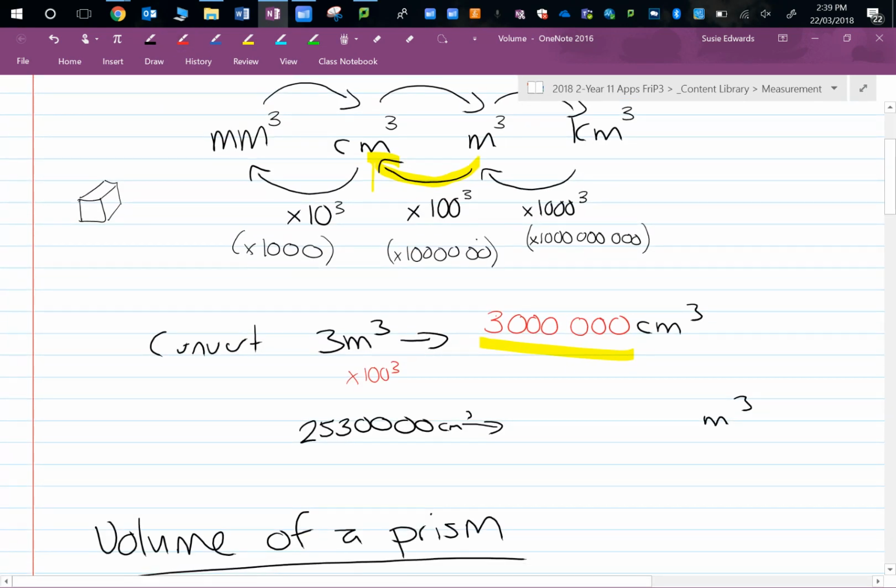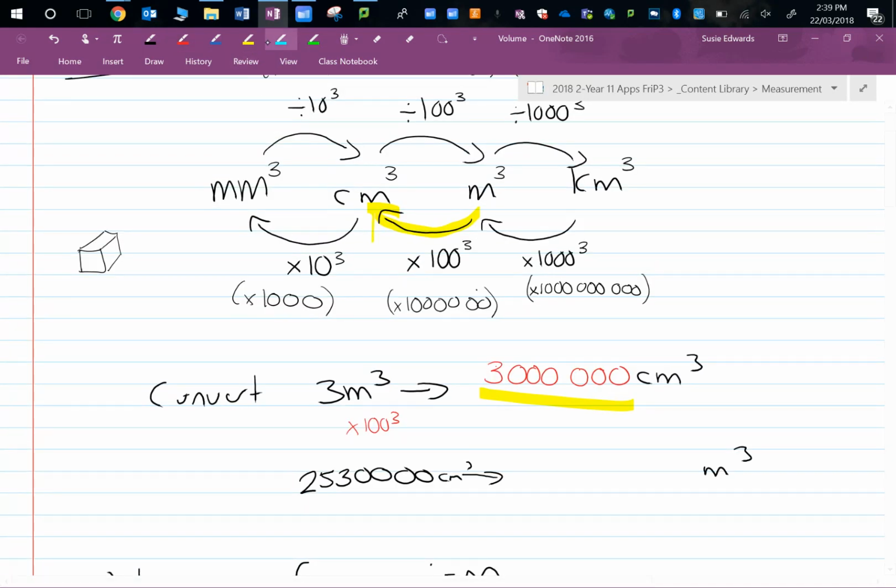What if I go from cubic centimeters to cubic meters? So we're going back the other way. This time we are doing what? We're dividing by 100 cubed or dividing by a million, which is, how many decimal places did we say? 6, because there's 6 zeros. So the decimal place right here is here. So we go 1, 2, 3, 4, 5, 6. So how many cubic meters are there? 2.53. Everyone okay with that?